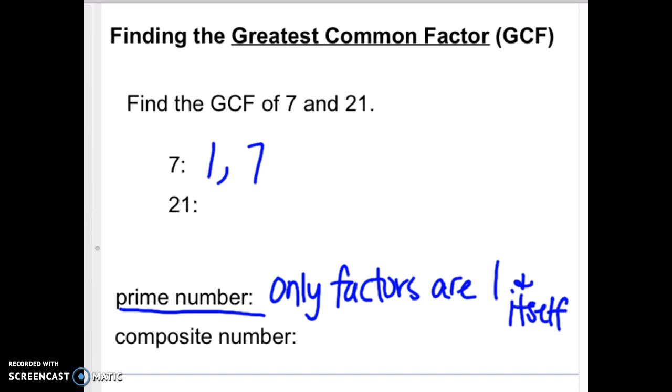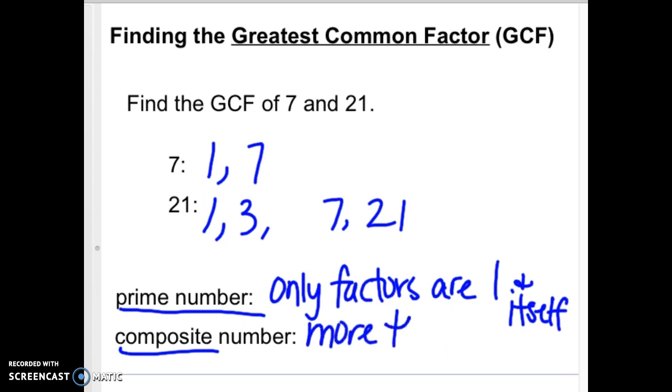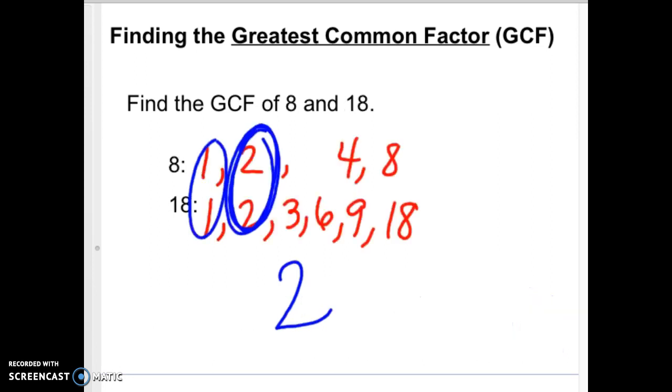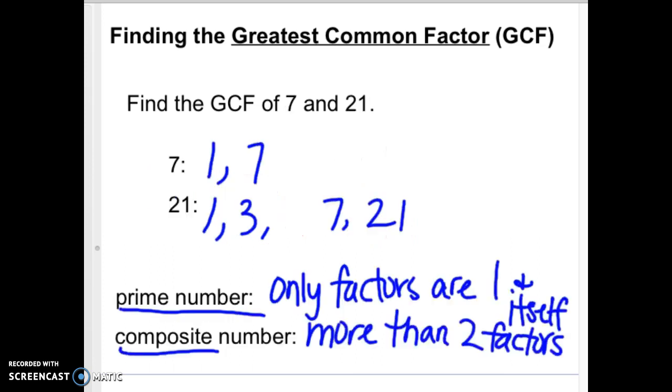Now I'm going to list the factors of 21. 1 and 21. It's odd, so it is not a multiple of 2. It is a multiple of 3, 3 and 7. And those are all of the factors for 21. This is a composite number because it has more than 2 factors. Anytime you can list more than 2 factors, it's called a composite number. Everything we've been working with so far today in this lesson have been composite numbers.